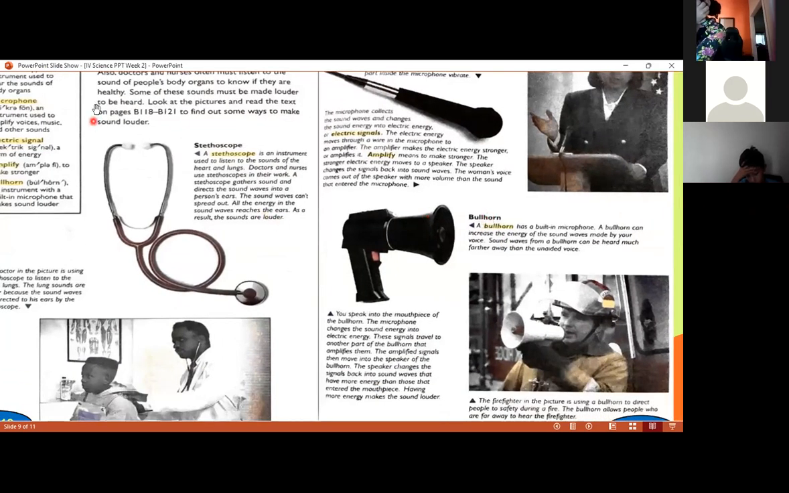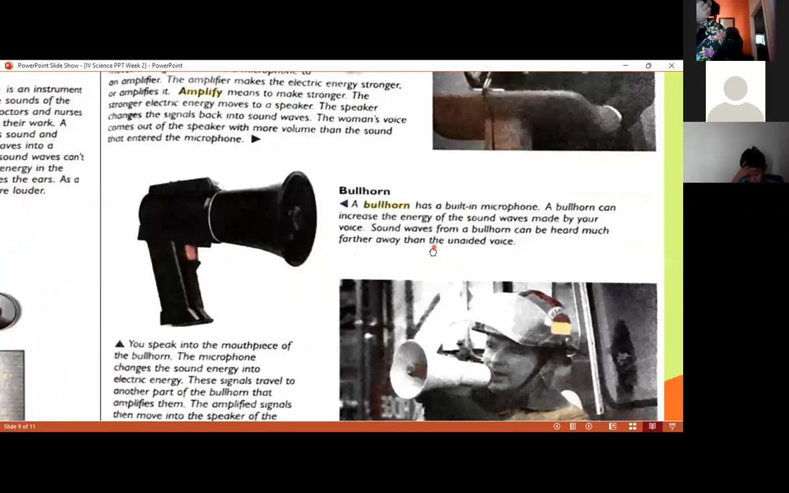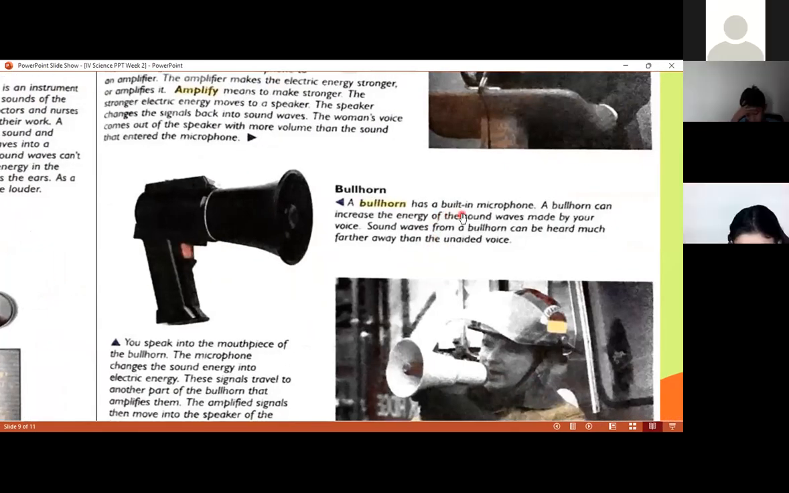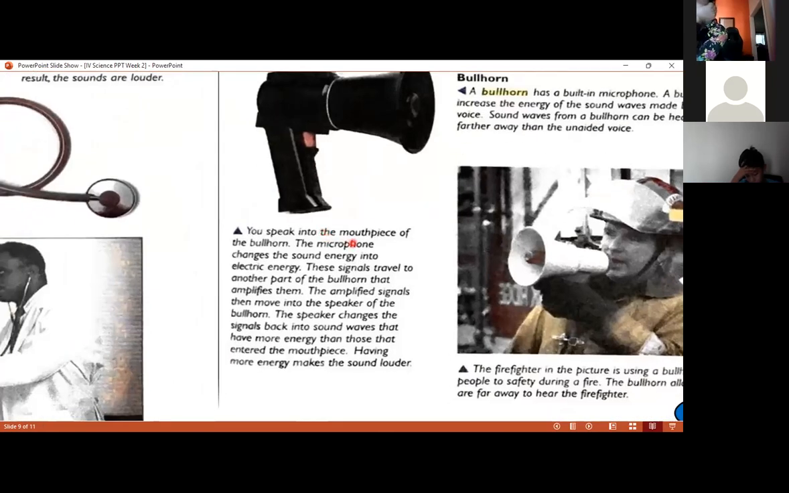Now, what about the bullhorn? Lucia, help me to read the next one, please. A bullhorn has a built-in microphone. A bullhorn can increase the energy of the sound waves made by your voice. Sound waves from a bullhorn can be heard much farther away than your voice alone. You speak into the mouthpiece of the bullhorn.